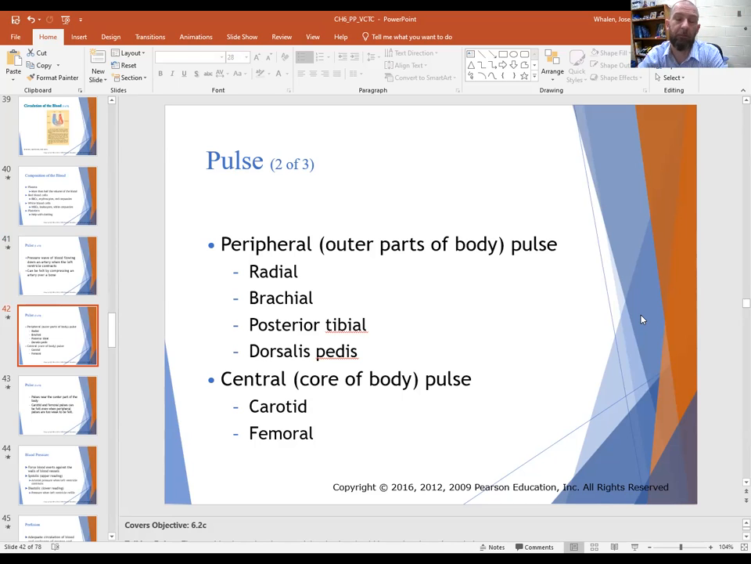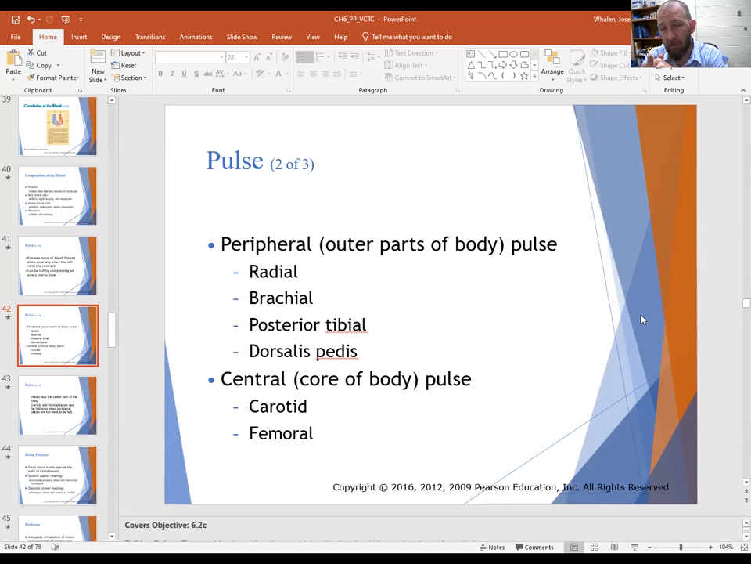And we have a couple of pulses that are called central pulses, and that's because they're closer to the core of the body. They're more central than the others. First, we have our carotid. Carotid arteries are located bilaterally in the neck, so on either side of the trachea. And then we have the femoral pulses as well. We have one on each leg. Now, femoral pulse can be accessed and palpated, basically where the leg meets the body. In that crease in the groin, if you put your fingers there, we can feel that.